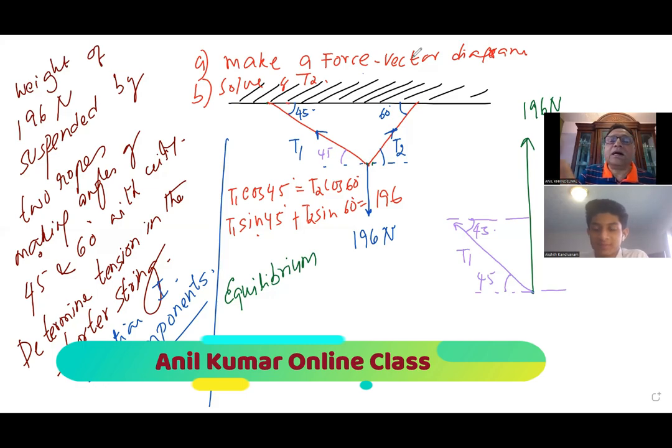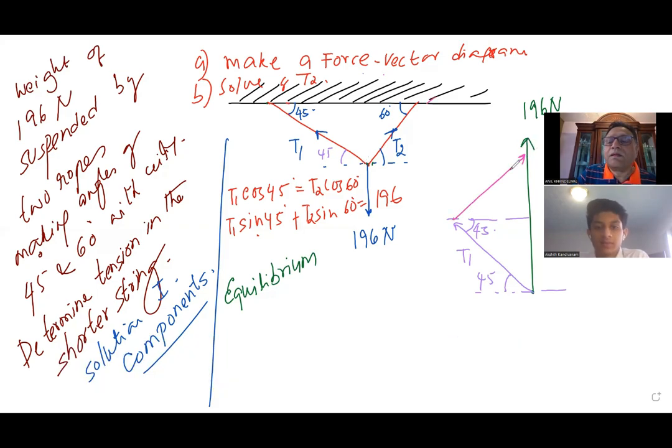Now, the other line here is this line, right? So I'm going to draw this line from here. T2. And the angle made here will be? 60. You see that? And that is my 196, correct? So I have two sides, T1 and T2. The third is 196. I know that tension, that force, right? And I know this angle, which is opposite to this, is 60 plus 45, 105 degrees, correct?